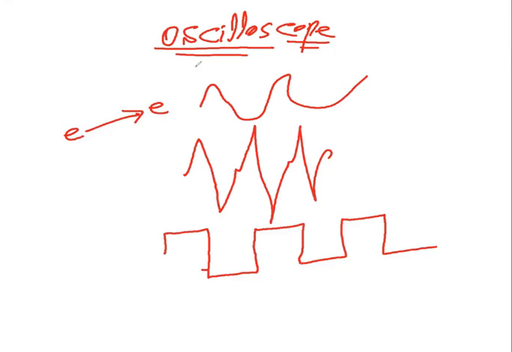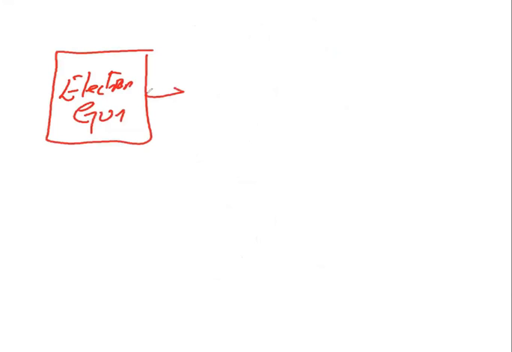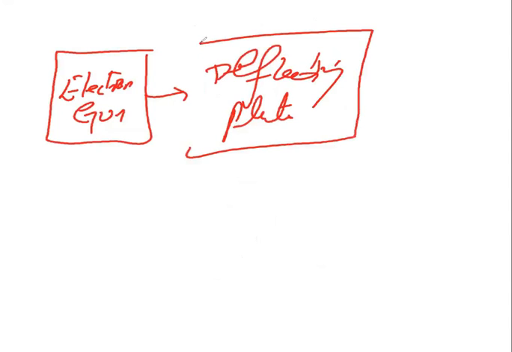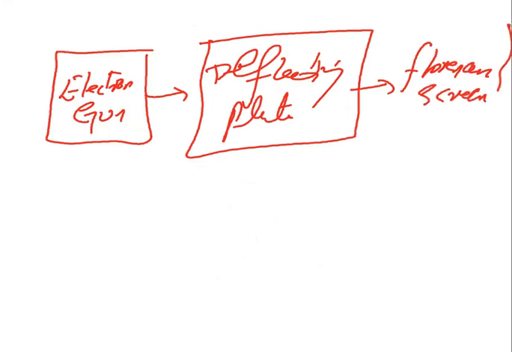In the oscilloscope we have three regions. The first one is the electron gun. Then after this we have the deflecting plate. Then we have the fluorescent screen. So let's discuss it one by one.